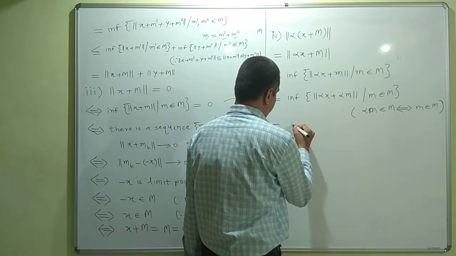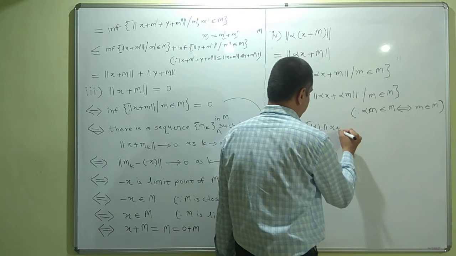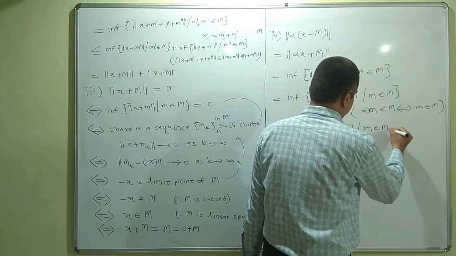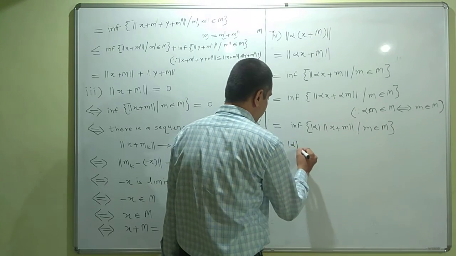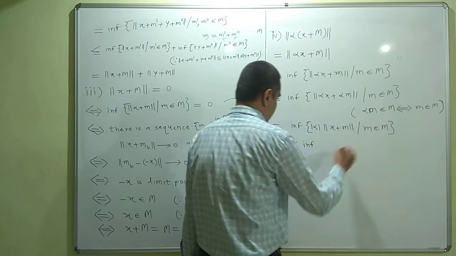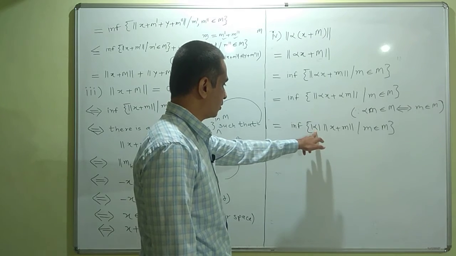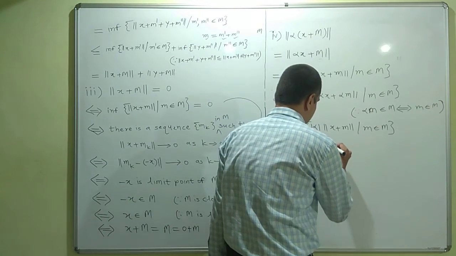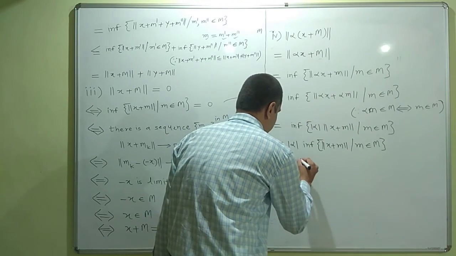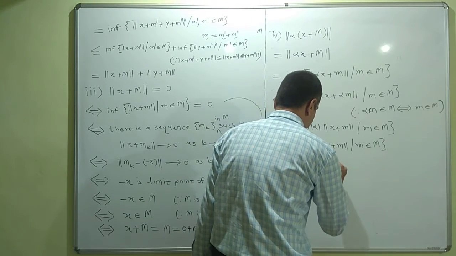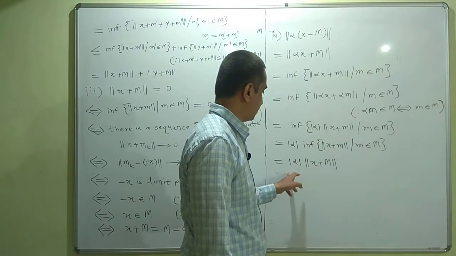So I could write this as the infimum of mod alpha, which I will take outside, times the norm of x plus m, m belongs to M. Why is this so? Because M is a linear space. As mod alpha is non-negative, I could take it outside the infimum of the whole set. Note that this is not always true. We cannot take a constant outside, but as mod alpha is non-negative, I could take it outside and write this as the norm of x plus m, m belongs to M. So this is equal to mod alpha times the norm of x plus M. This proves the scalar multiplication property of the norm. The norm of alpha x plus M equals mod alpha times the norm of x plus M.